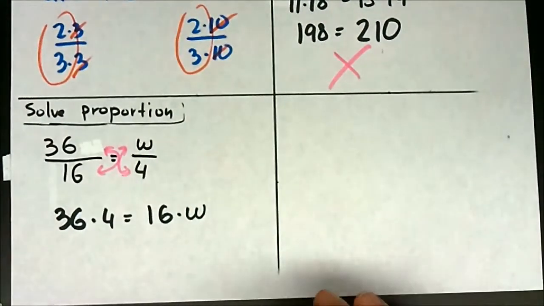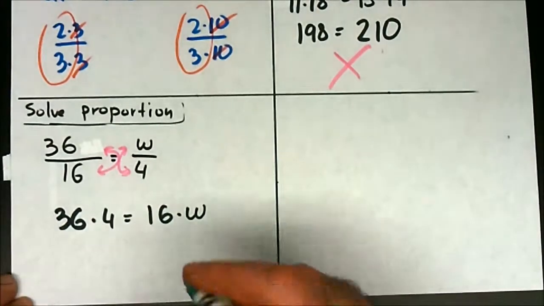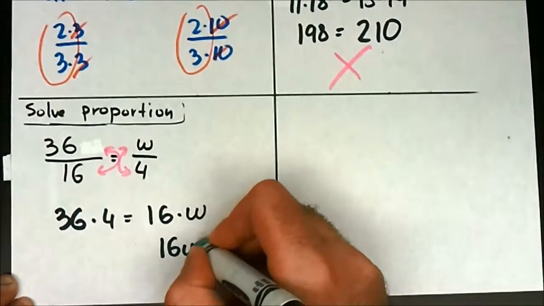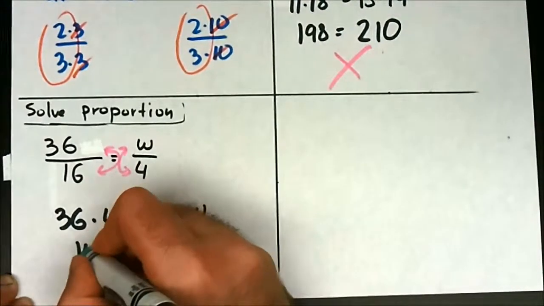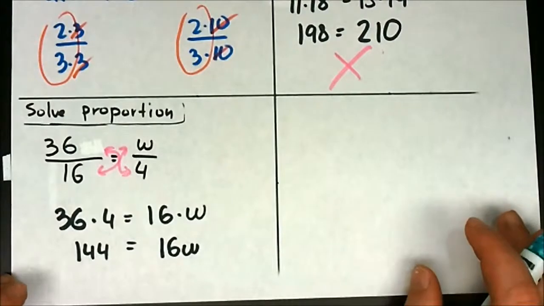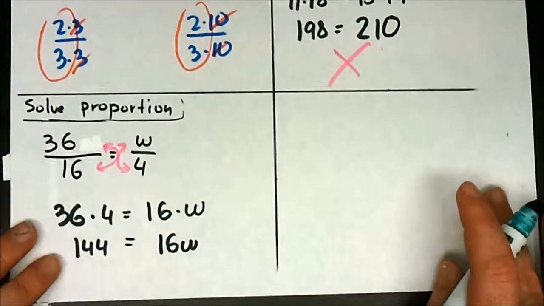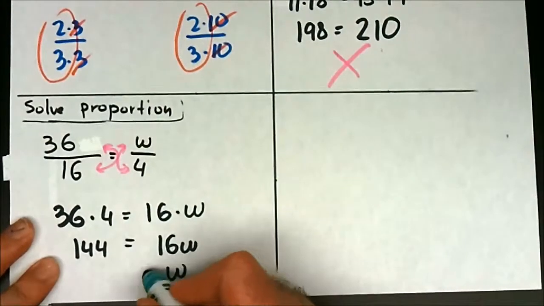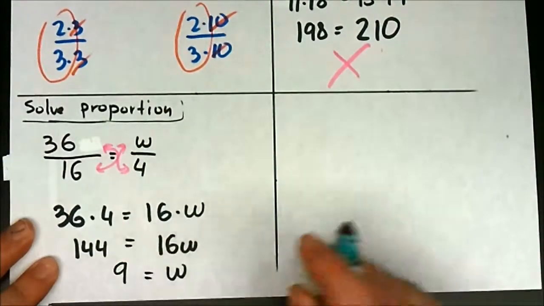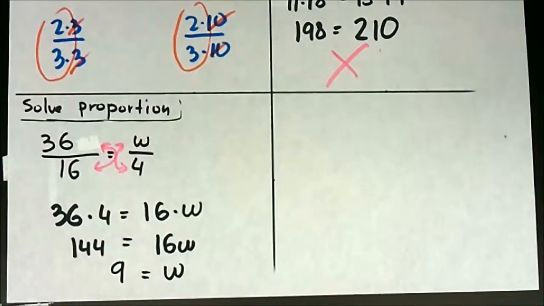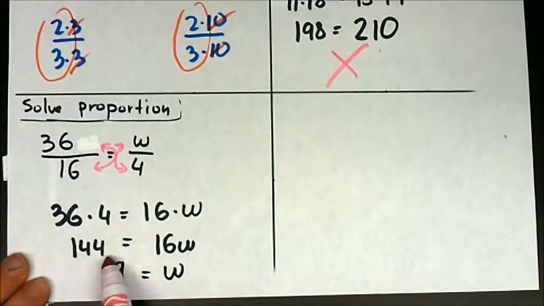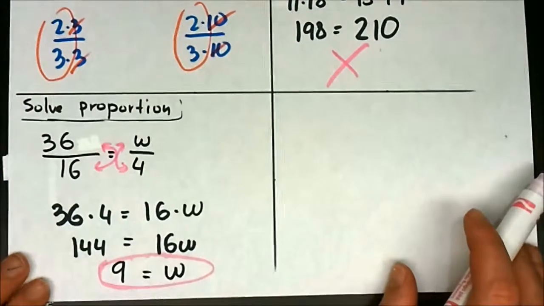So what is 36 times 4? Anyone? 144. And my next step is to divide both sides by 16. So how many times does 16 go into 144? It actually comes out evenly. That's a nice one for a change. No decimals, it's 9. So that is W. That is my answer. Questions on that one?